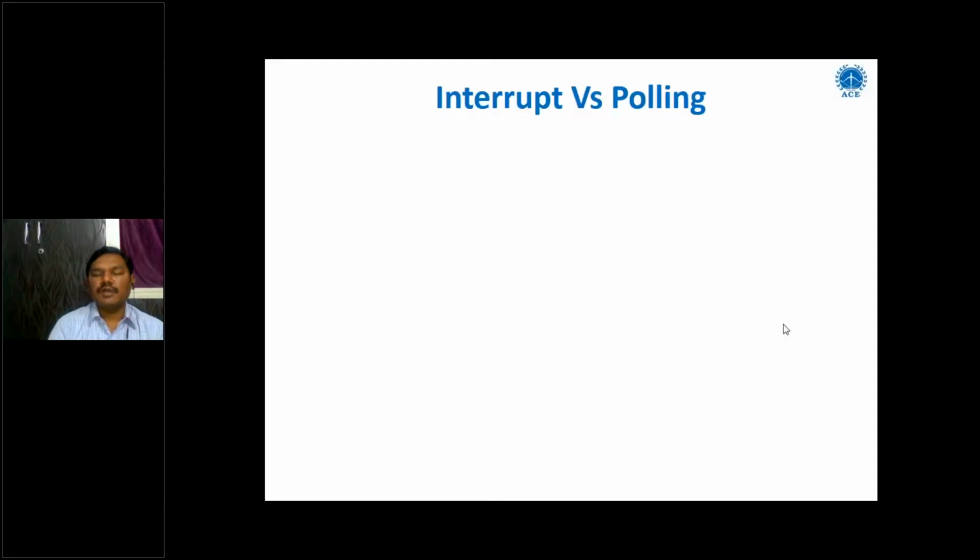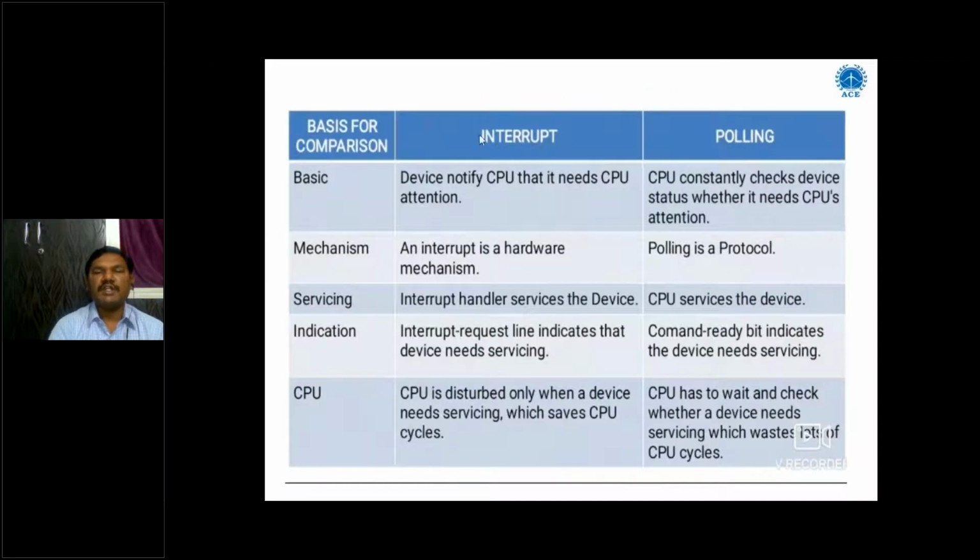I hope you understood through this video, right? So these are the differences between interrupt and polling. In interrupt, devices notify the CPU that they need CPU attention. But in the case of polling, the CPU continuously checks the device status, whether it needs CPU attention or not.